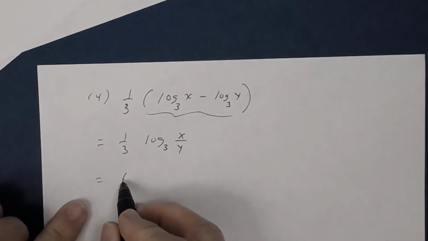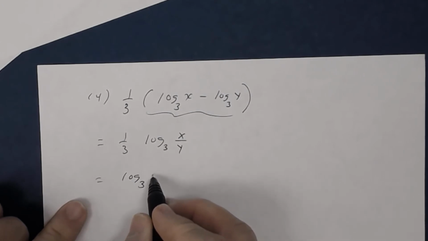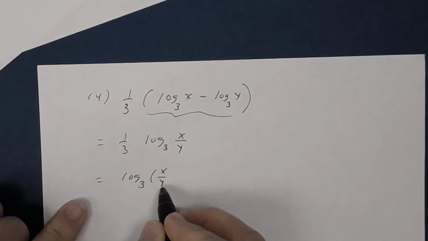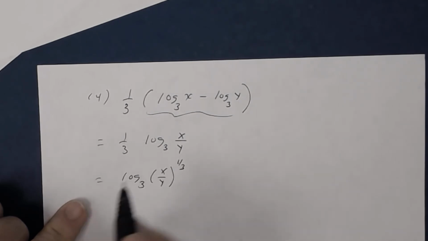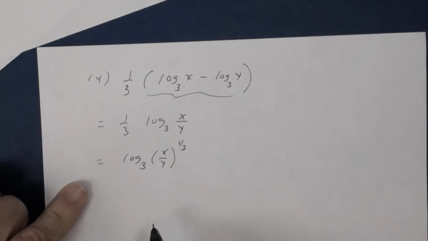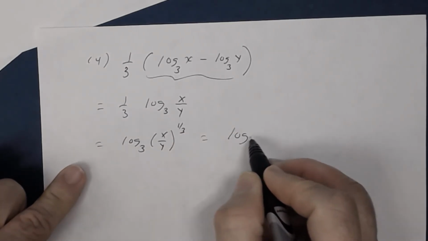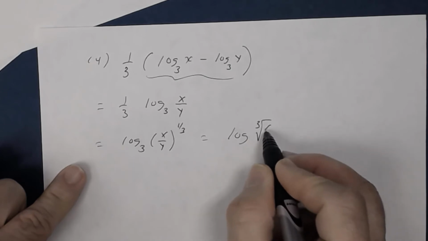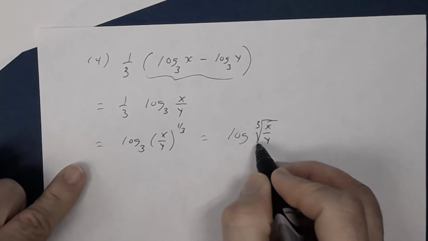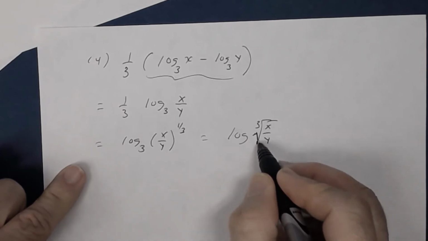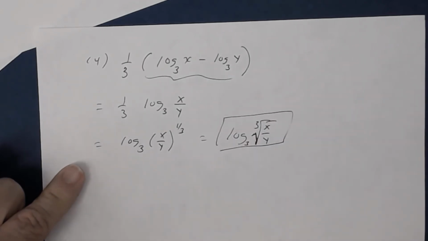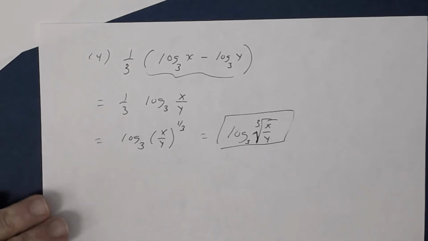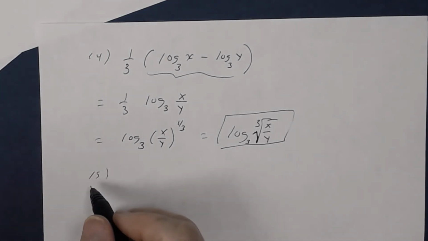So this becomes 1/3 times the log base 3 of x divided by y. Notice I'm putting parentheses because all of this is raised to the 1/3 power. And then all I've got to do now is change this to a radical, so that becomes the log of the cube root of x divided by y. Okay, and there's your answer. Base 3. Forgot the base. Base 3.